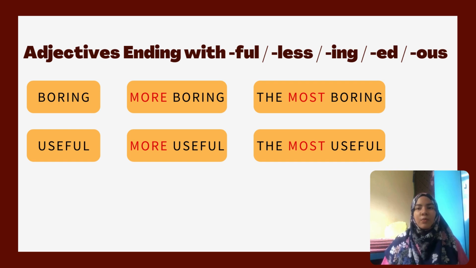For adjectives ending with less, we can have careless. The comparative and superlative will be more careless, the most careless. For adjectives ending with ed, we can have excited. The comparative and superlative will be more excited, the most excited. And the last one, for ous ending, we can have the word nervous. The comparative and superlative will be nervous, more nervous, the most nervous.